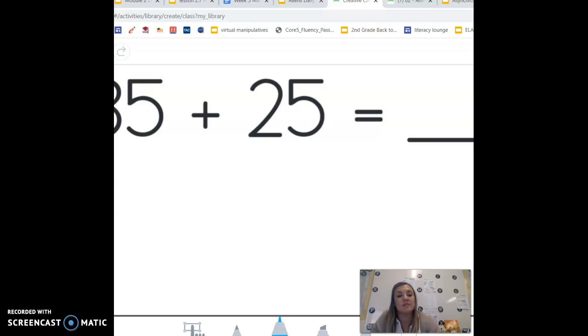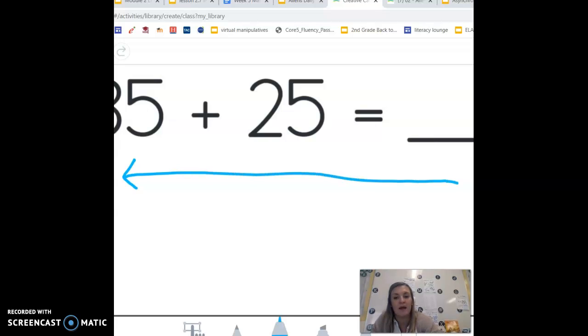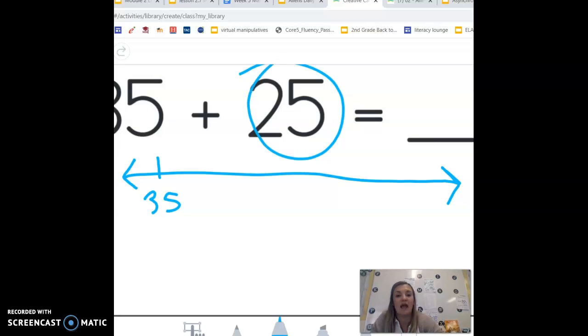So this problem is 35 plus 25. So I have my open number line. Remember, I can start my numbers anywhere on the number line when it's open. I want to start with the larger number so there's less work. And so I'm going to go ahead and start with 35 at the beginning, and I need to now count on 25 more. There are 2 tens in 25, so I'm going to make 2 jumps of 10.